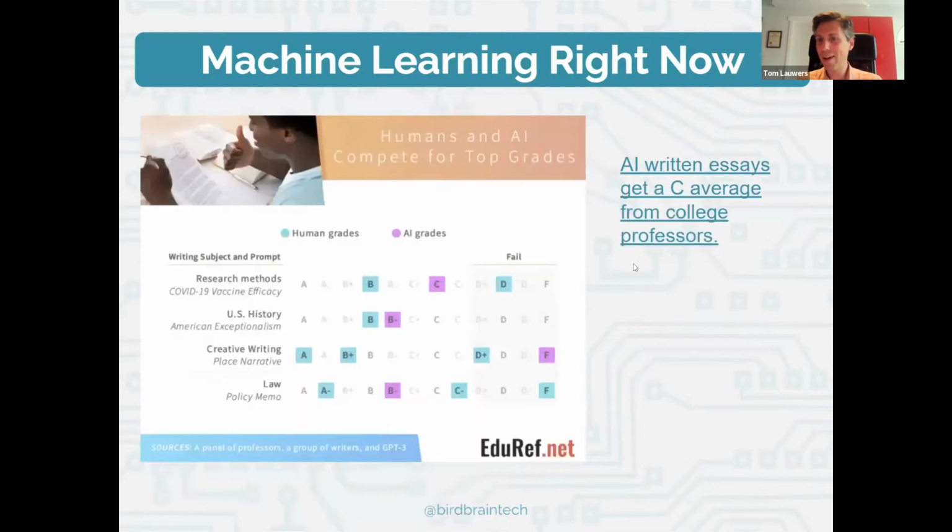We've seen AI written essays are now getting an average of a C on college writing assignments. So this is GPT-3 basically taking the prompt of an essay writing assignment at the college level, and that being submitted along with human written essays. And you can see the grades, they're not great, but they're not terrible. It's pretty interesting where it's going.